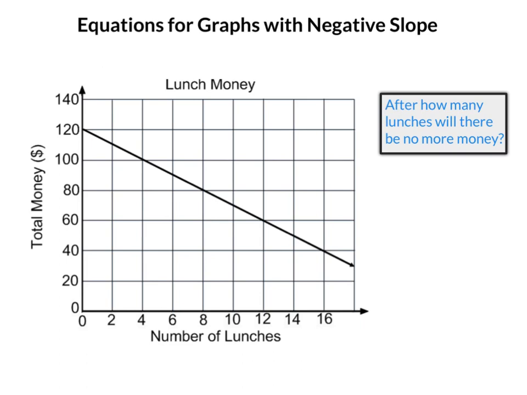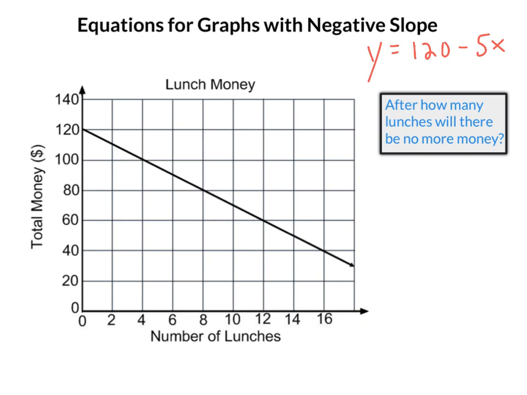So I'm going to now take you through answering a question with this graph. So I'm going to go back and rewrite the equation. So y equals 120 minus 5x. After how many lunches will there be no more money?